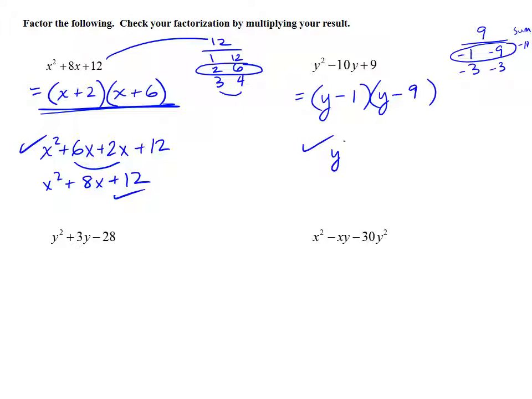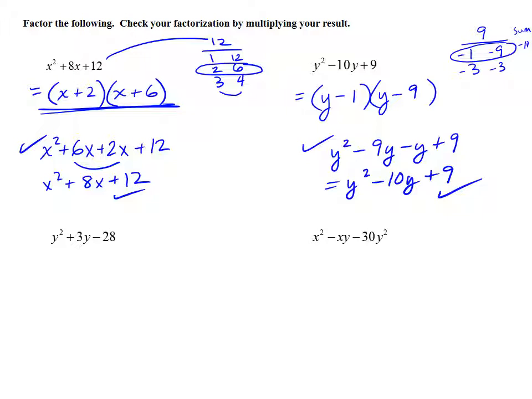Checking this, y times y is y squared. Outside terms, -9y. Inside terms, -y. And last terms, +9. So I get y squared minus 10y when I collect like terms, plus 9, which is exactly where I started.